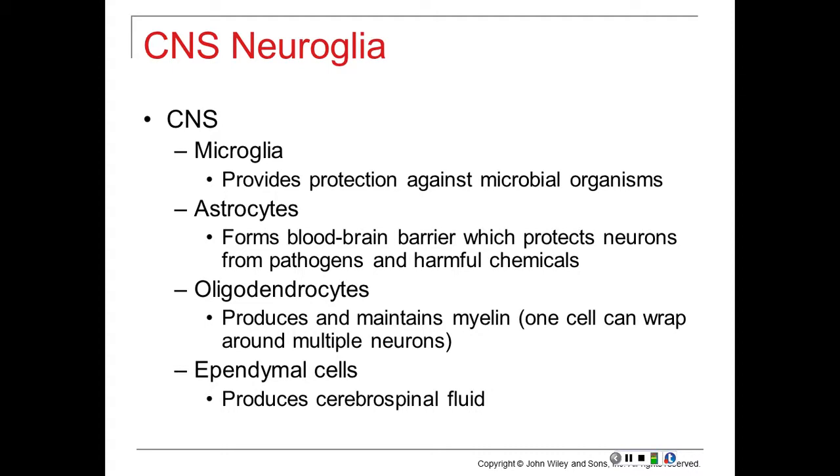So, there are neuroglial cells as well as neurons that make up nervous tissue. The neuroglial cells are the special supporting cells. Within the central nervous system, we have different ones than what we would have in the peripheral nervous system. Within the central nervous system, there's microglia. These provide protection against microbial organisms. They're kind of like a mini immune system within our central nervous system. The astrocytes help form a structure called the blood-brain barrier. This is going to help protect neurons from pathogens and other harmful chemicals.